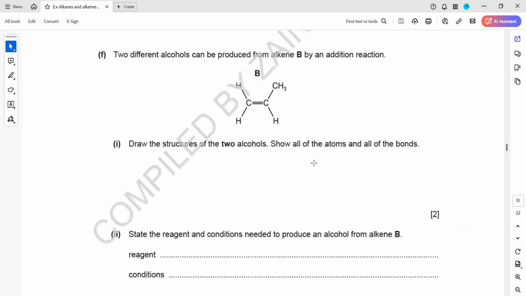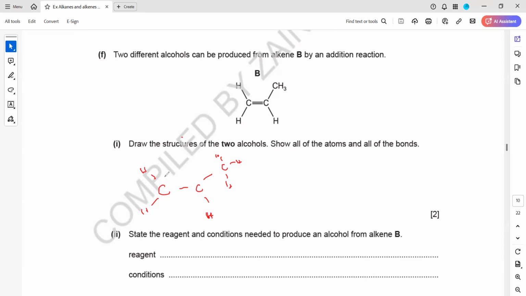Two different alcohols can be produced from alkene B. Draw the structures of the alcohols. So what we can do, because it is a propene, it can produce propan-1-ol or propan-2-ol. So we can draw the same structure. The position where we attach the OH, and we have to show all the atoms and all the bonds. So first we draw without a double bond, and the OH we have to attach.